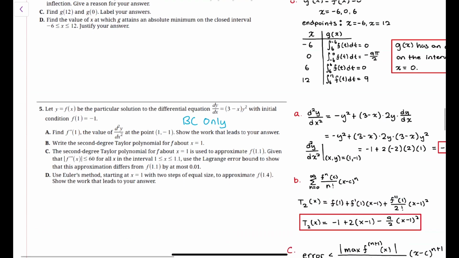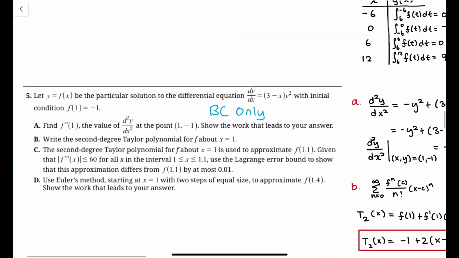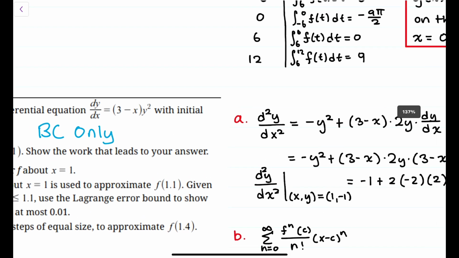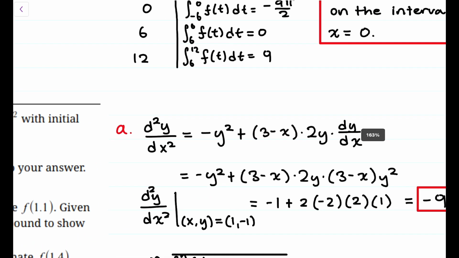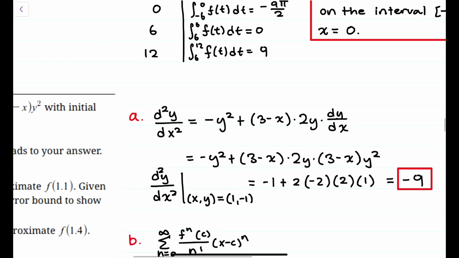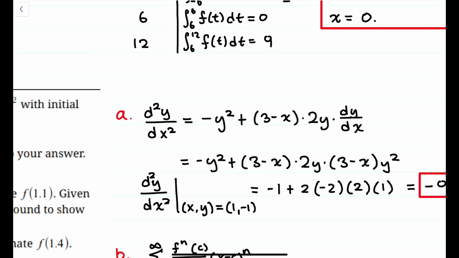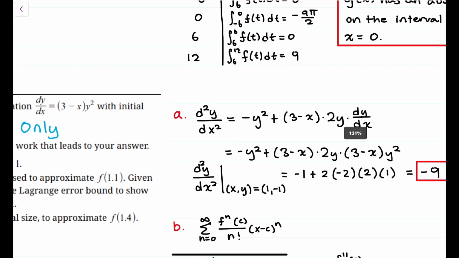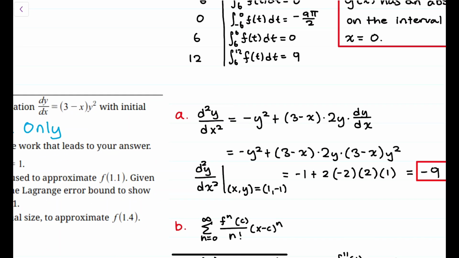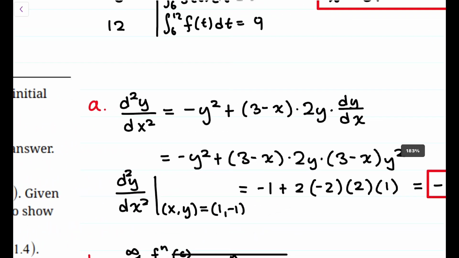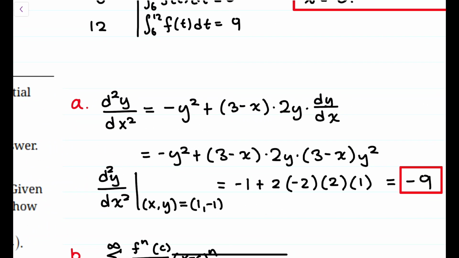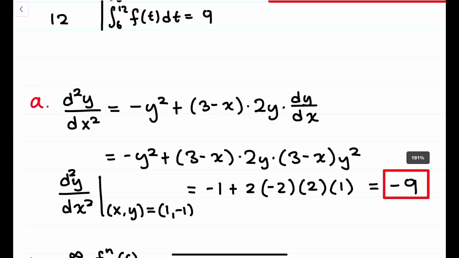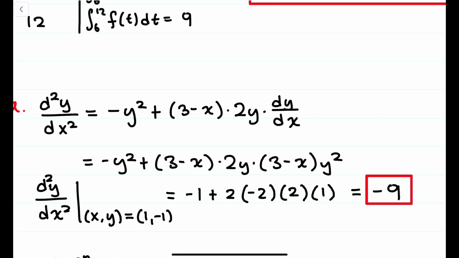And so the fifth FRQ is a BC only FRQ. It asks us to find f double prime of 1, and we're given dy by dx. So we have to take the derivative of this and then also use chain rule. And then we get negative y squared plus (3 minus x) times 2y times dy by dx. And then we replace the dy by dx with (3 minus x)y squared. And then we evaluate it at x equals 1 and y equals negative 1. And we get that d squared y by dx squared at (1, negative 1) is negative 9.